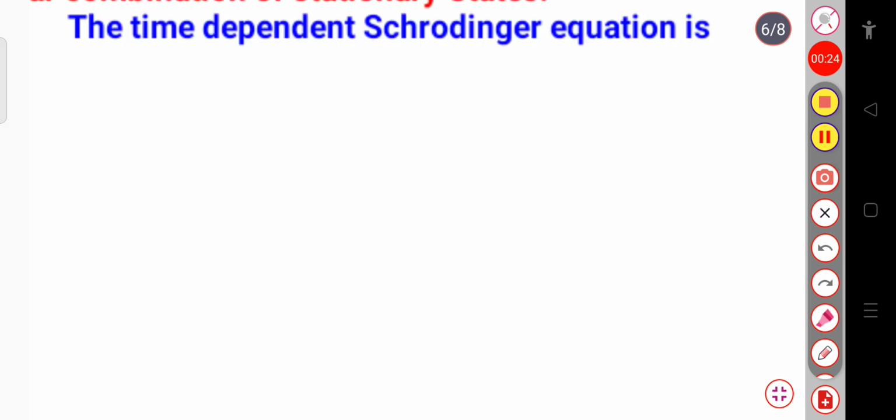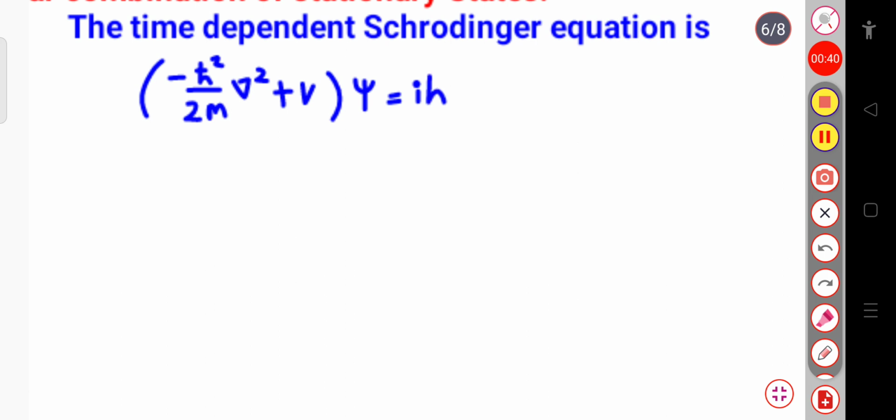So we can write the time dependent Schrodinger equation as: minus h cut squared divided by 2m into del squared plus V, that is the potential energy, whole into psi, that is equal to i h cut dou psi by dou t. Okay. So this is your time dependent Schrodinger equation. You can see here this is your i h cut dou psi by dou t present. So this is your equation 1.